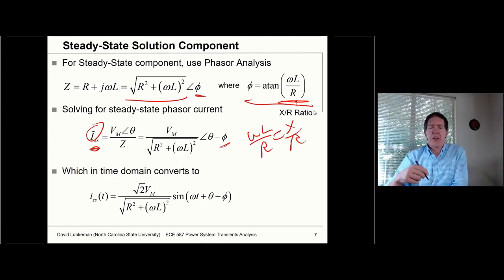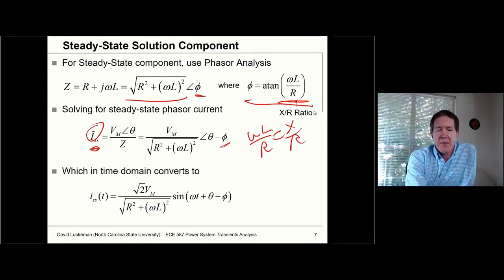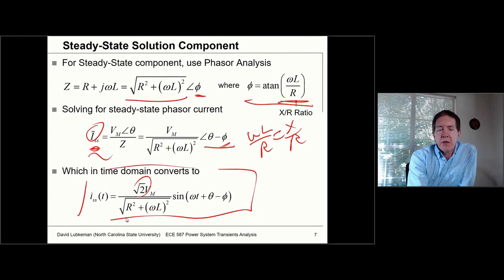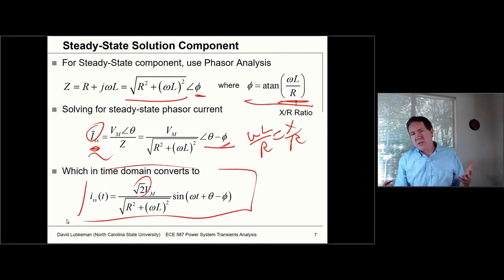So anyway, if we want to convert this back to the time domain, we can easily do this. We can take the magnitude and multiply by square root of 2 to get it back to zero-to-peak. Then we substitute theta minus phi into the argument of the sine term. This is what we would have in the time domain, or I could plug this into MATLAB and get a plot of this. But this is simply going to be a sinusoidal waveform.